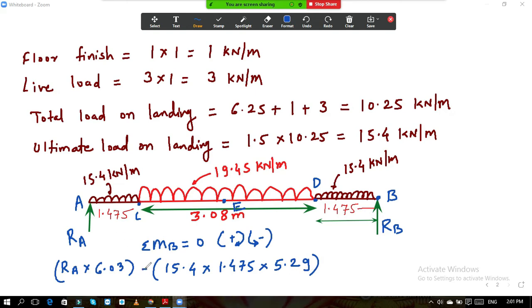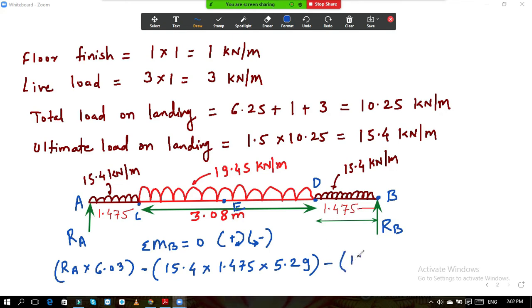Now this load is moving downward, so it is minus. Again the big UDL, 19.45 kilonewton per meter. This is moving downward, so it will rotate in anti-clockwise direction. This UDL also will rotate in anti-clockwise direction. So it is again minus.